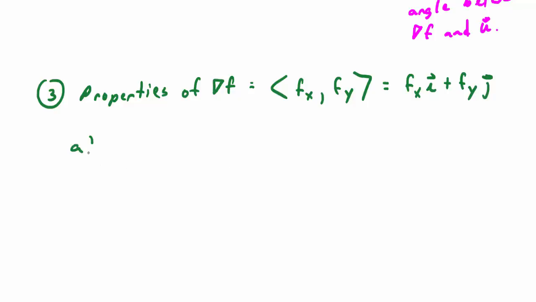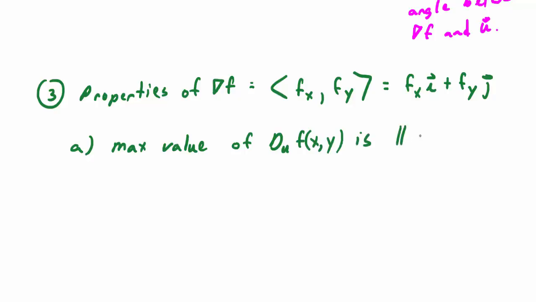Okay. The maximum value. The gradient tells us the maximum value of the directional derivative. The maximum value of the directional derivative is the magnitude of the gradient. Okay, why is that true?